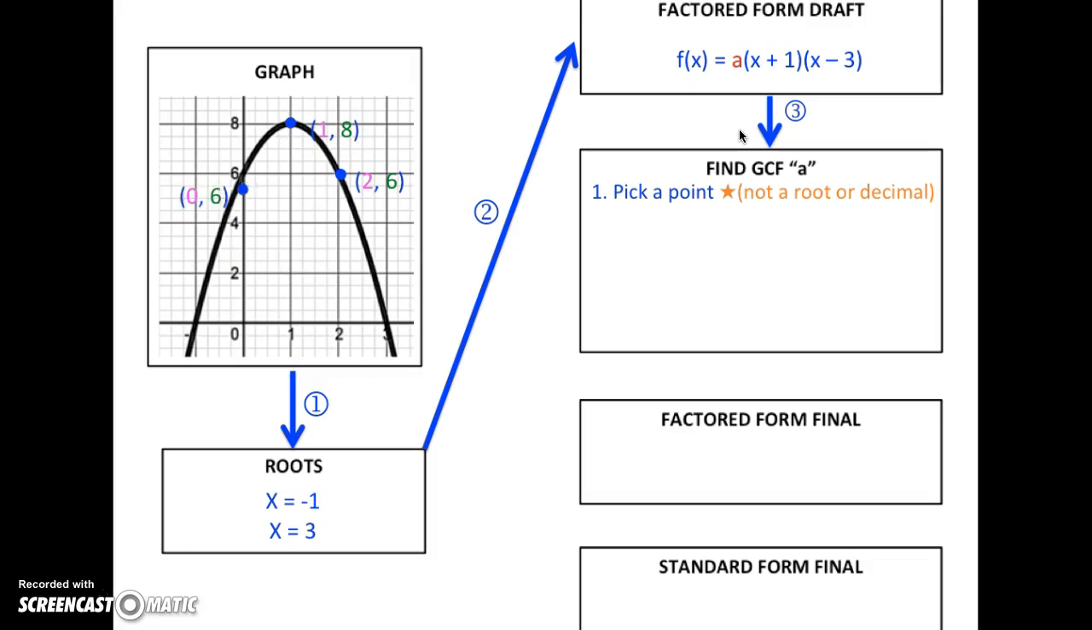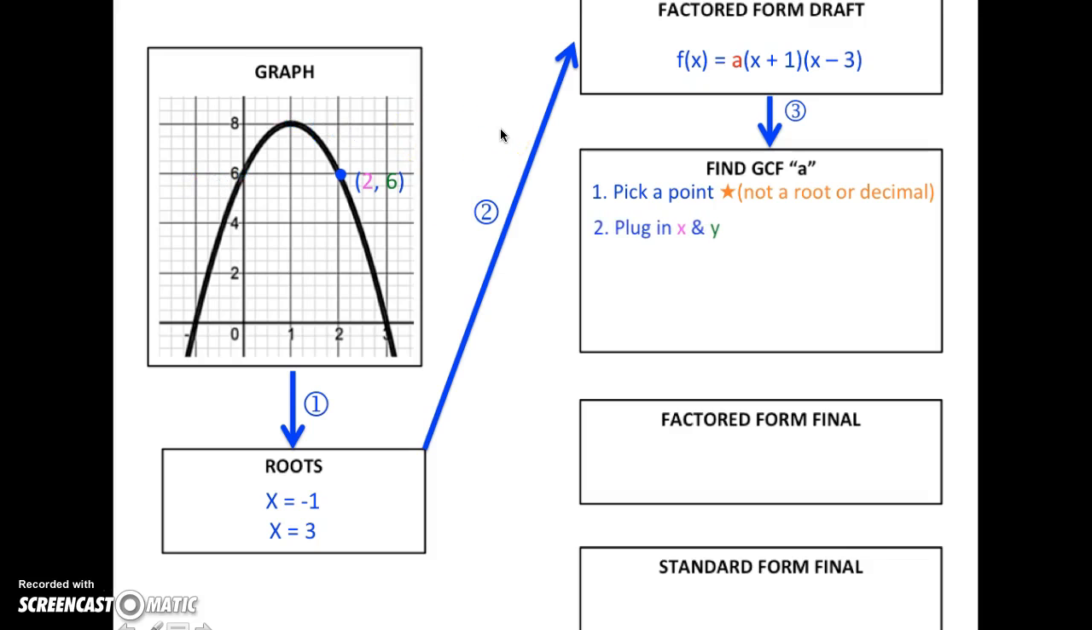All right, so you may have identified these two points here, one at the vertex, which is 1 comma 8, and then the other one, which is the y-intercept, 0 comma 6. You can use any of these points in our next step, but we're going to just use the point we started off with, 2 comma 6.